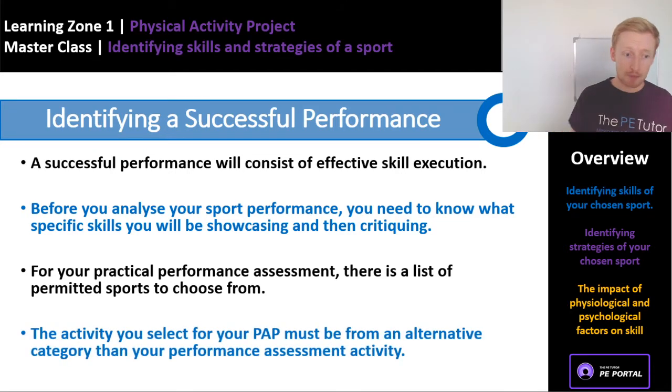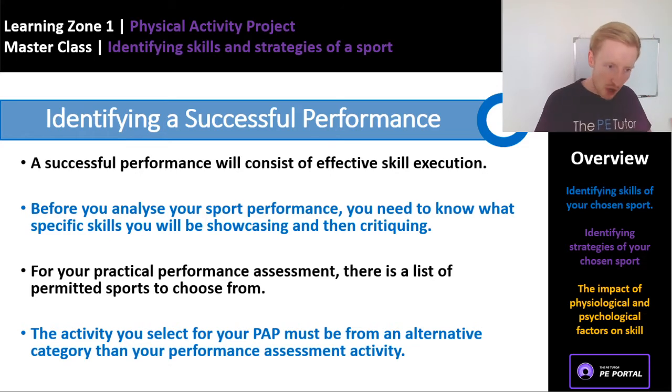And then for your PAP, there must also be an alternative category. So it needs to be delineated. You can't choose the same activity that you're going to be using for your performance assessment. You can't use the same one or even a similar one in your PAP. So when you get clear on what it is you're going to be performing, analysing and then training for, it needs to be in a different context. Once you've got that nailed down, then we can start to look at identifying what makes a performance in your chosen sport successful.